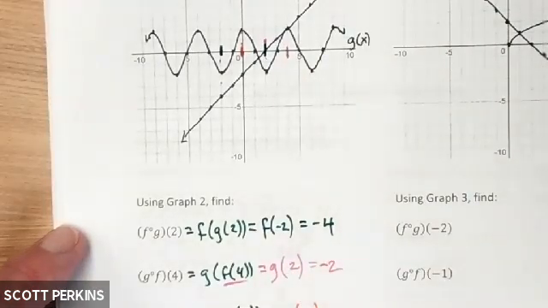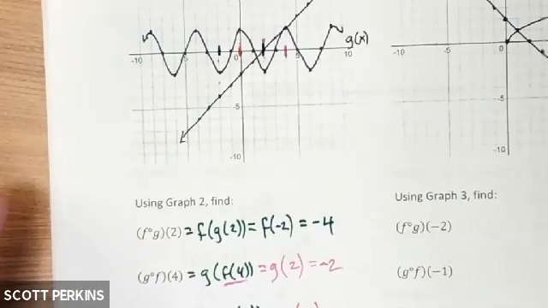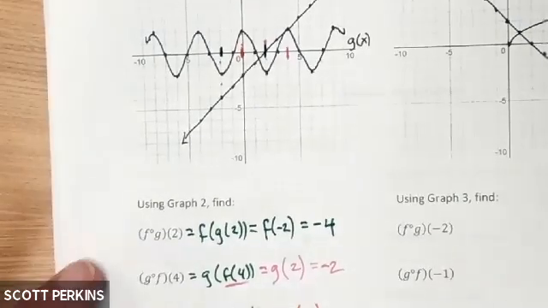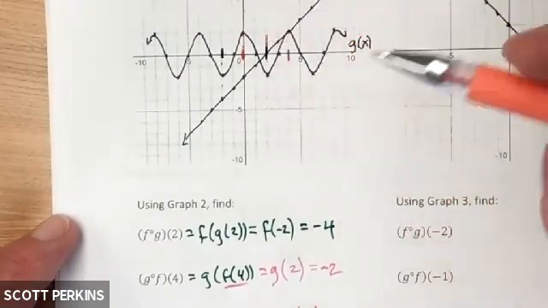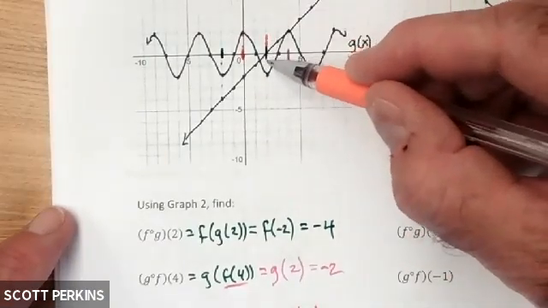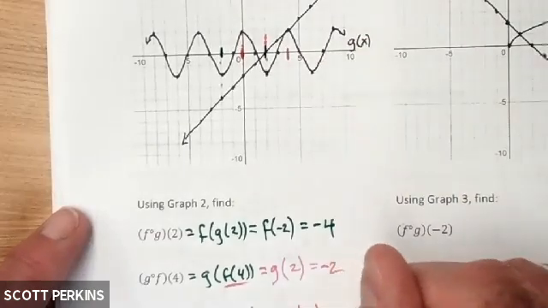The only difference this time is that instead of looking to the other function, I look to the same function again, and g of 2. That seems to have popped up on every example, so I wasn't super creative. G of 2 is 1, 2 down, so that is negative 2 again.